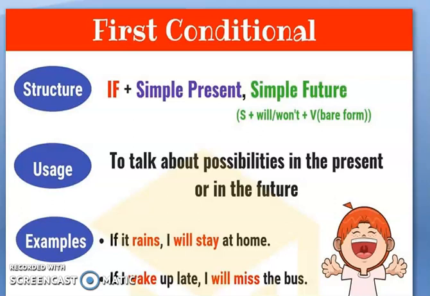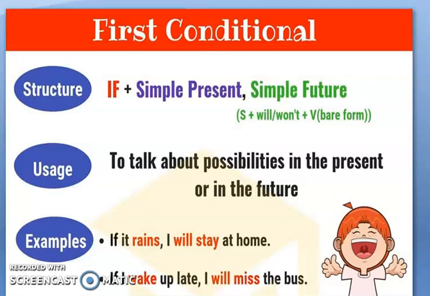Look at this slide, students. This is the example for the first conditional. So please remember, the first conditional clause talks about the possibilities that happen in the present or in the future. If it rains, I will stay at home. Look at this example. You come across two parts. One is the if conditional clause and the other one is the main clause. The first part is the conditional clause and the second part is the result.